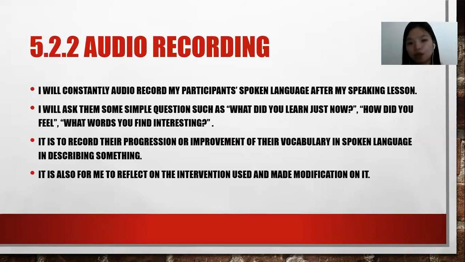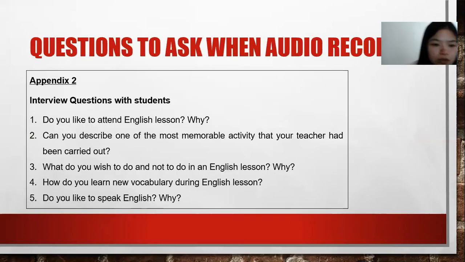The questions will be just like what I showed before: what did you learn just now, how did you feel, what did you find interesting. And this one is looking at the changes of their spoken language after the speaking lesson. This question will be like this.